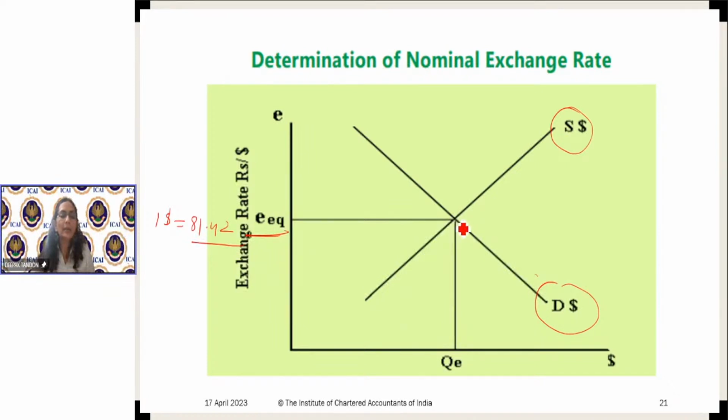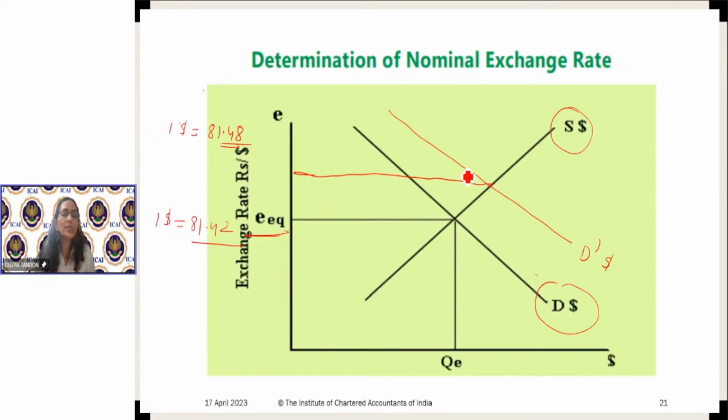Any change in the demand, what is going to happen if the demand for dollar increases? The demand goes up from D to D dash. What's going to happen? The exchange rate in that case will be fixed at a higher rate, because supply is not changing. So in that case, the rupee will become further weaker because the demand for dollar goes up. Now $1 will be equal to 81.48. The rupee depreciates because the demand for dollar increases and the supply is not going to increase.